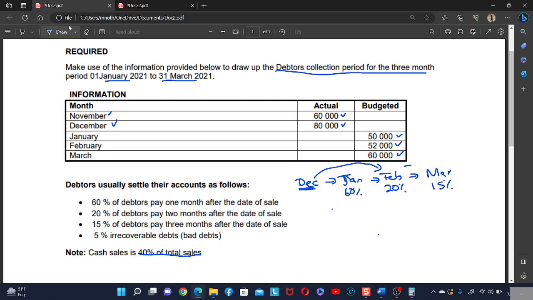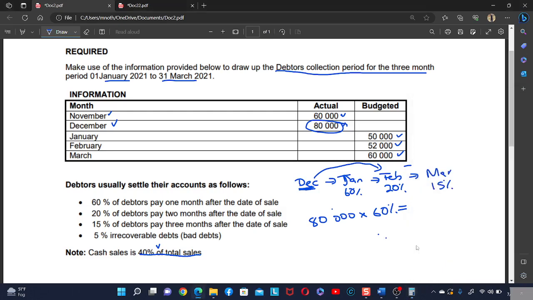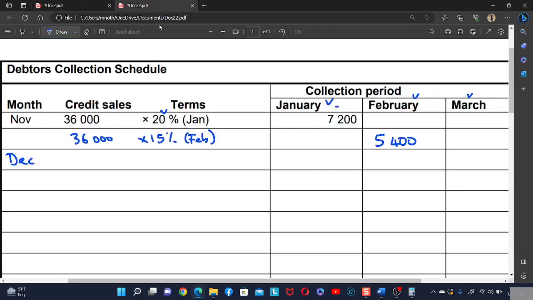Right now, we are given the sales for December, they are 80,000. So we're going to say 80,000 because we want to find the credit sales. 80,000 times 60% because we are told that 40% are cash sales. So 80,000 multiplied by 60% is going to be 48,000. Okay, so the credit sales for December are 48,000.